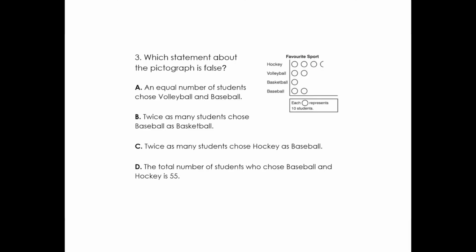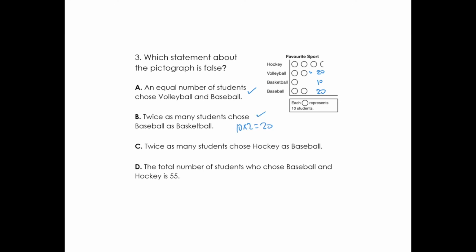And our final slide is going to look at pictograph. I know this is something we did ages ago, but it states here which statement about the pictograph is false. So one of these is wrong. An equal number of students chose volleyball and baseball. Volleyball and baseball, they're both the same. It says each circle represents 10. So they both have 20. So this is correct. Twice as many students chose baseball as basketball. Basketball is 10. So twice as many would be 2 times 10 equals 20.